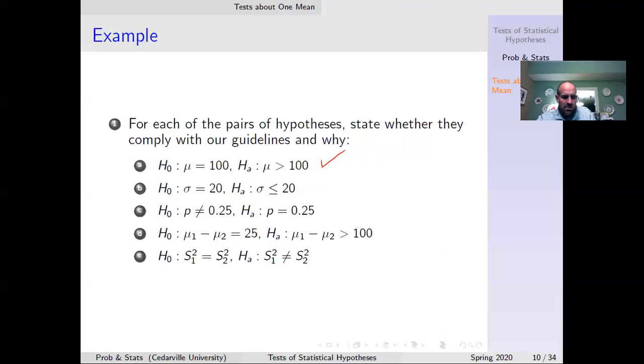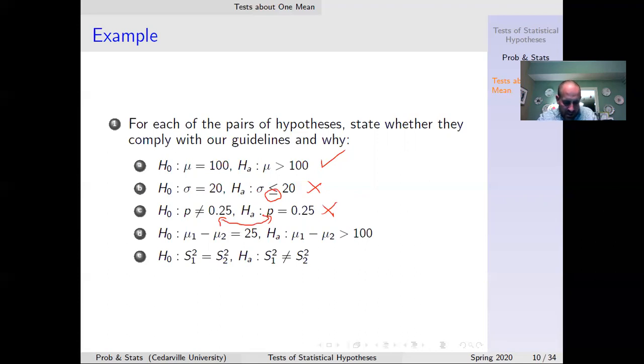What about the second one? Well, the second one, you have equality for the parameter sigma, but this right here is not allowed. You can't have equals in the alternative. It's just got to be strict inequality. So this is no good for that reason. The null being p different from 0.25 and the alternative is p is equal. No, that's no good. These would have to be switched in order for this to be a valid setup for a hypothesis test.